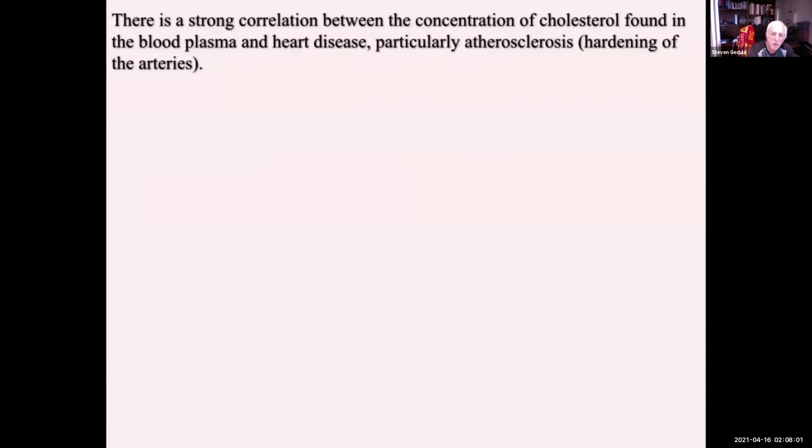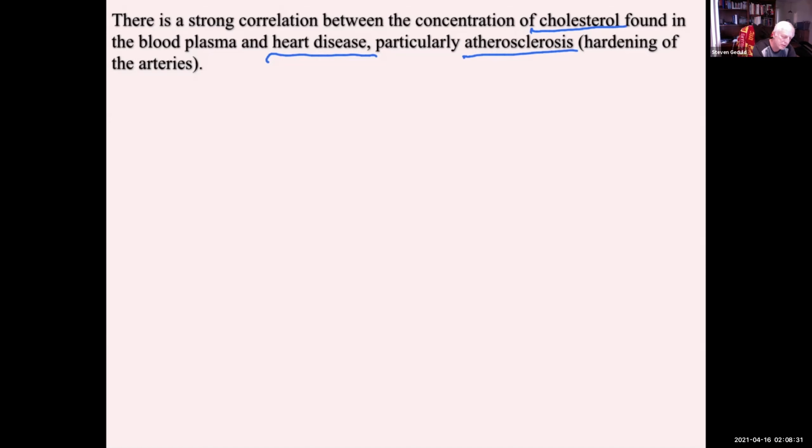So there's a strong correlation between the concentration of cholesterol found in the blood plasma and heart disease, particularly atherosclerosis, hardening of the arteries. Okay, so that's why we check for cholesterol. I think if you have a cholesterol below 150, you have a minimal chance of a heart attack, heart disease. As cholesterol builds up in your blood plasma, okay, it causes plaque to be deposited on your artery.